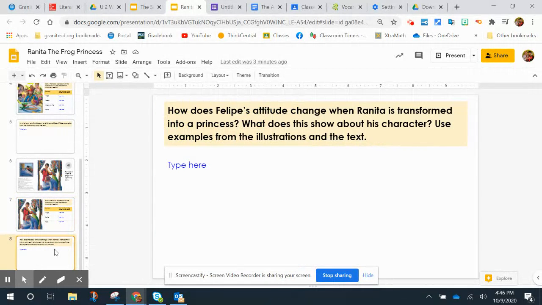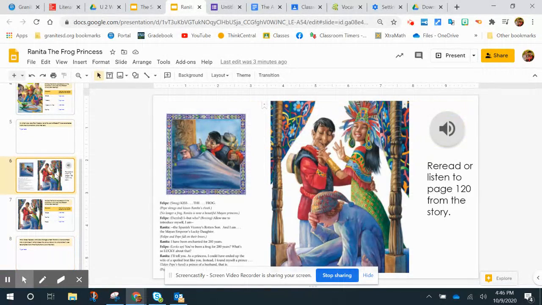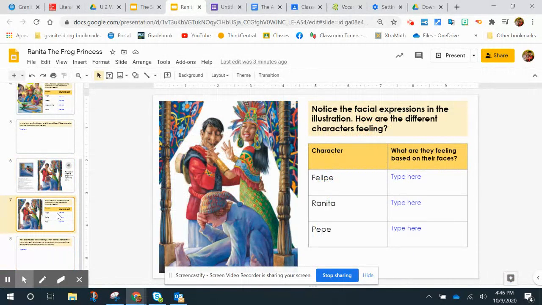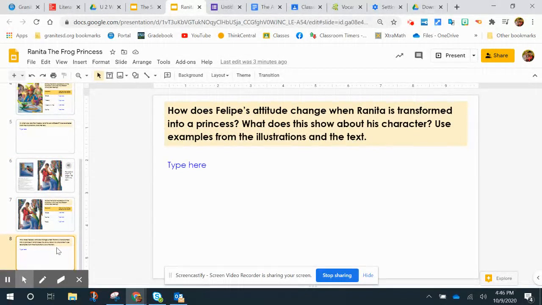Then you're going to answer the question, how does Felipe's attitude change when Ranita is transformed into a princess? What does this show about his character? Use examples from the illustrations and the text. Again, you're going to go back to slide 6 and slide 7 to help you answer slide 8. And that is our activity for Ranita, the Frog Princess.